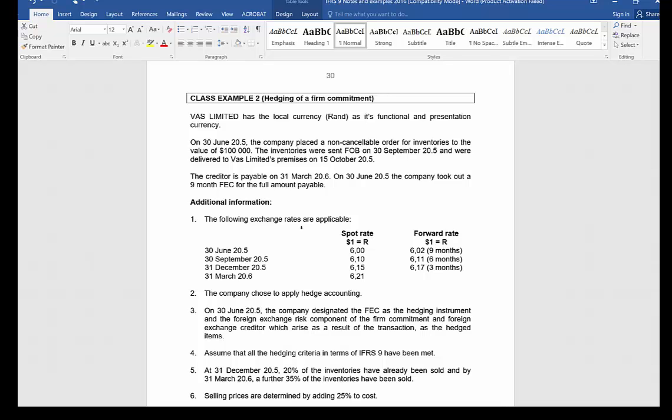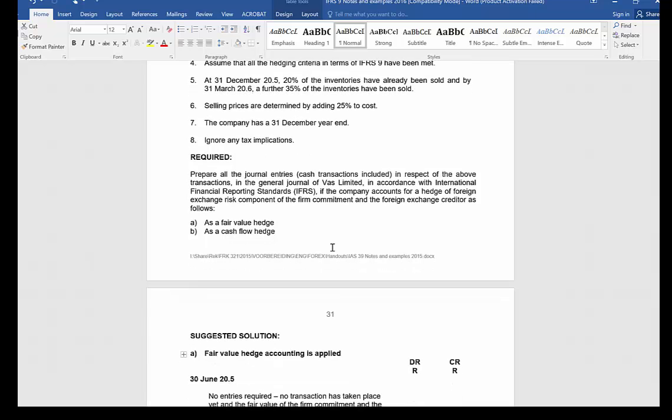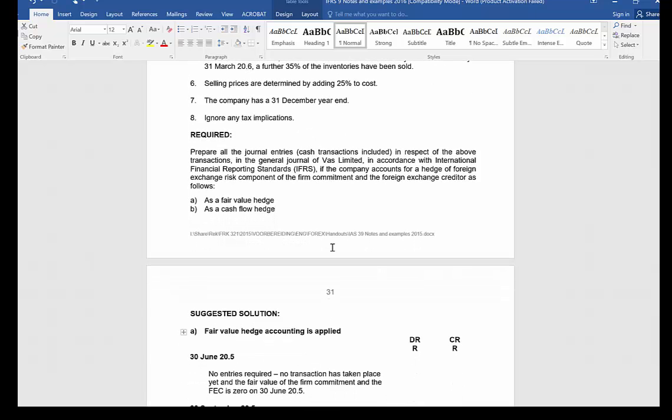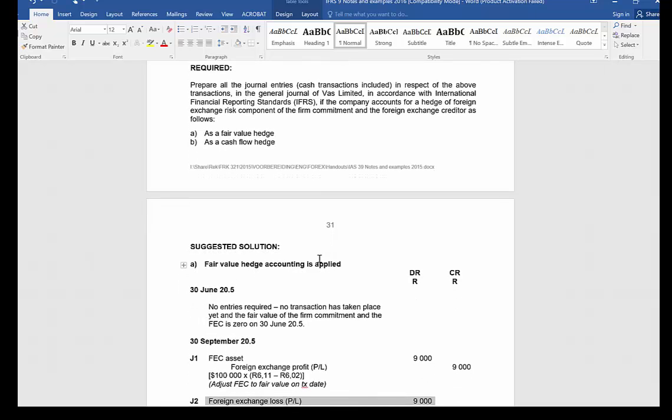There on page 30 you will find the class example number 2, and then on page 31 you'll find the journal entries. Now as we said previously, on 30 June, that was your order date. Are there any transactions on that date? No, no transaction has taken place yet, so therefore there are no journals for that date. But then on 30 September, which is your first reporting date, which is your transaction date, there is now this.